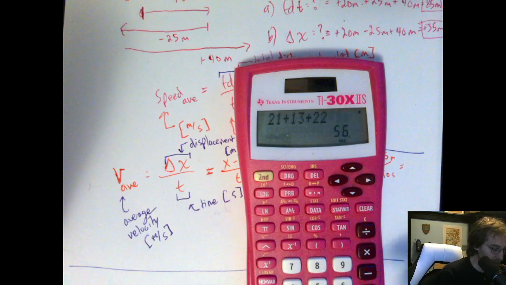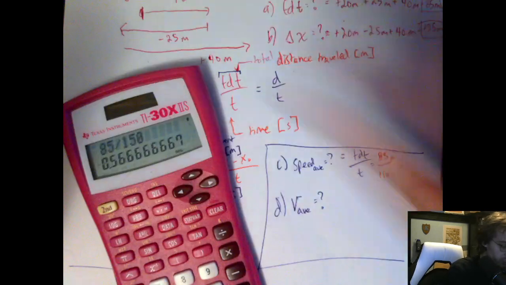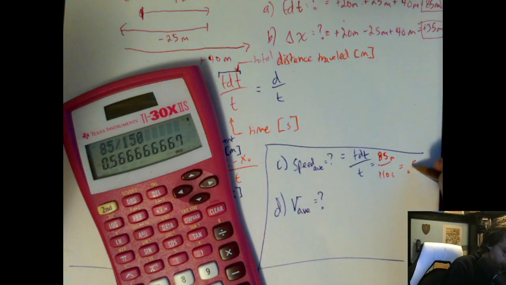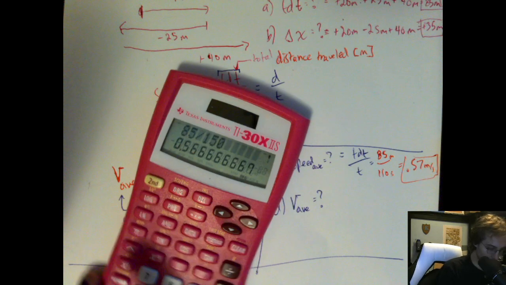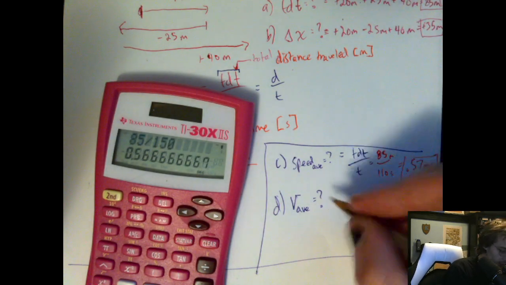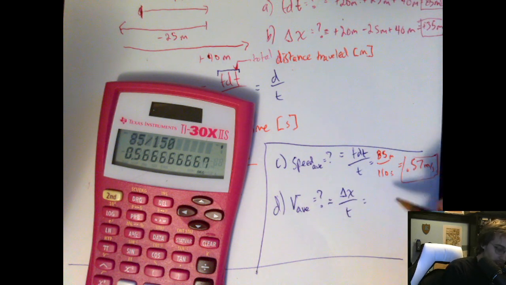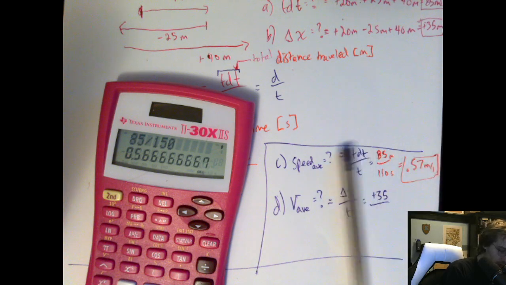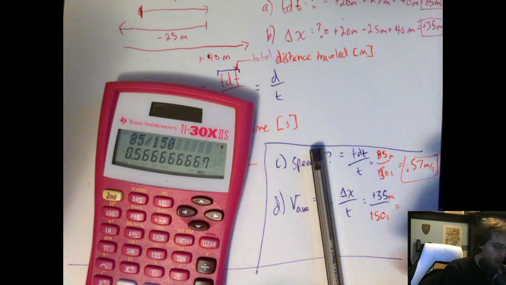All right, so at this point, we just got to take 85, divide it by 150, and that gives us 0.57 meters per second. And for our next one, our equation is that we've got displacement over time, which is going to give us our displacement of plus 35 over 150. I shouldn't try to do a different color when I'm plugging in. I do not always remember to switch.